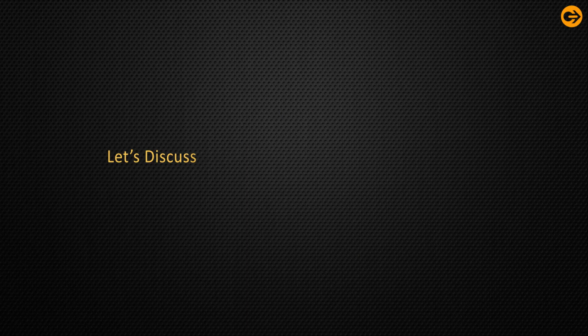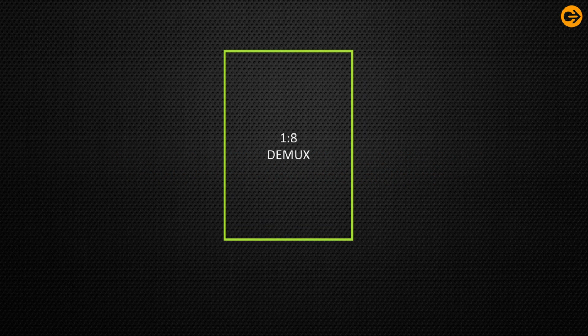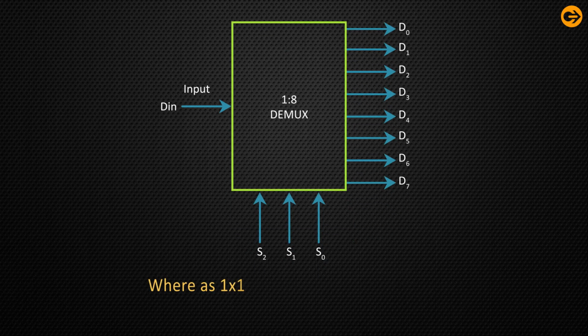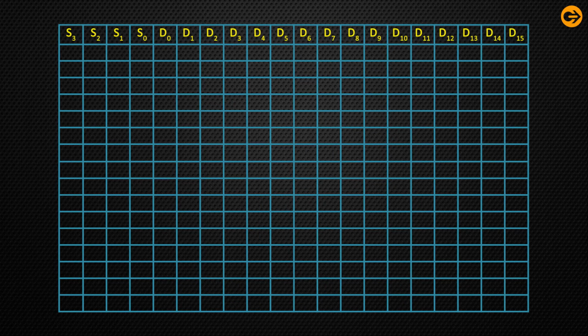Now let's discuss how to implement 1 to 16 demultiplexer with the help of 1 to 8 and 1 to 2 demultiplexer. So we know 1 to 8 demultiplexer has one input line along with 3 select lines and generates 8 output lines, whereas 1 to 16 demultiplexer has one input and 4 select lines, which generates 16 outputs. This figure shows the truth table of the 1 to 16 demultiplexer.